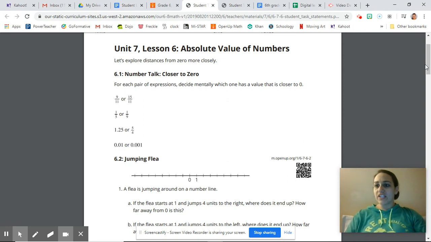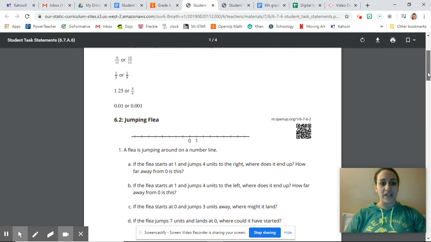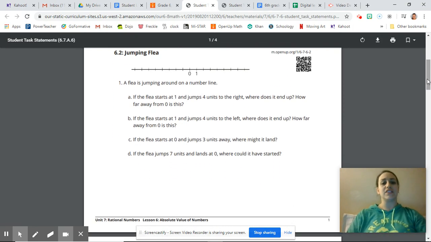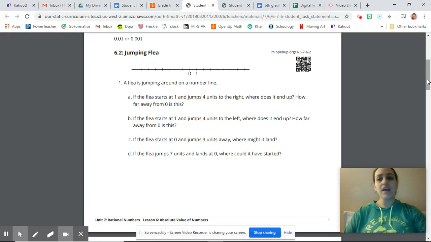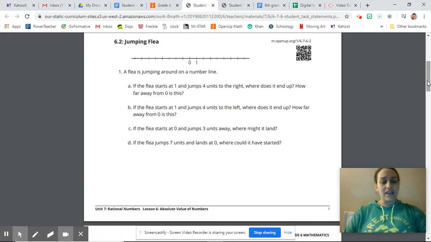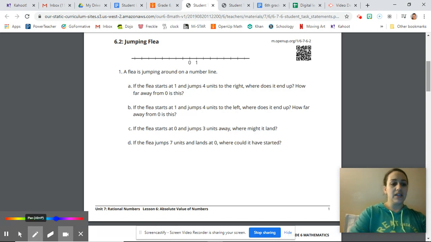So we're going to jump right down to 6.2. So I'm going to scroll down a little bit to this jumping flea. All right. So we've got a number line, and a flea is jumping around. If the flea starts at 1, and jumps 4 units to the right, where does that flea end up?